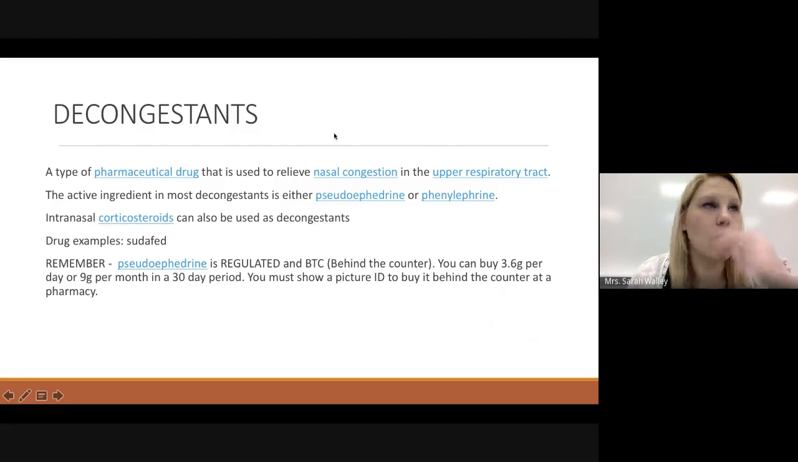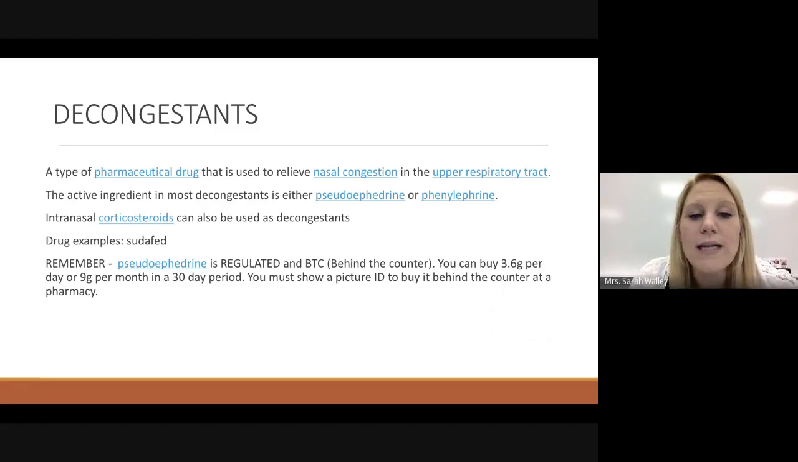Okay, and then decongestants. So we've talked about decongestants actually quite a bit because at the beginning I talked to you about pseudoephedrine and how pseudoephedrine is one of those that's behind the counter. They always ask this question every year on the test about the 9 grams per month or 3.6 grams per day rule because it's regulated. So it's one of those things that you need to remember. So you need to remember that decongestants relieve nasal congestion in the upper respiratory tract. So they kind of help open up your nasal passages, especially if you have something like a sinus infection or sinus problems, even sinus allergies, this can help with.